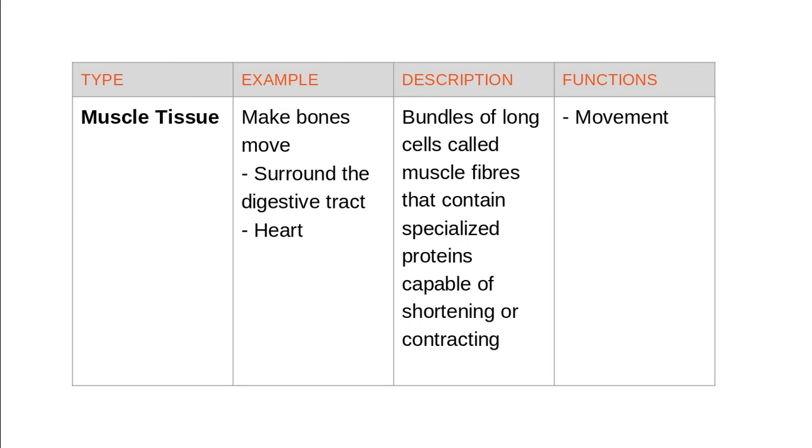Muscle tissue. It makes bones move. It surrounds the digestive tract. Again, there are some involuntary things going on in your digestive tract. And also your heart is made up of muscle tissue, obviously. So these are bundles of long cells called muscle fibers that contain specialized proteins capable of shortening or contracting the cells. Major function of muscle tissue is obviously movement. Some of these muscle tissue movements are voluntary, but some are involuntary. Some you can control with your brain, others you have no control over, like your heartbeat.